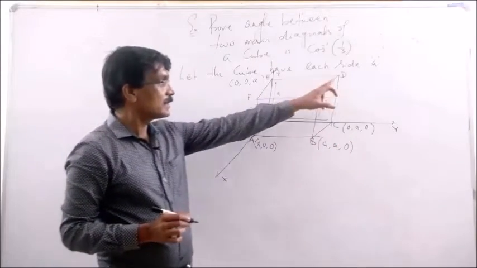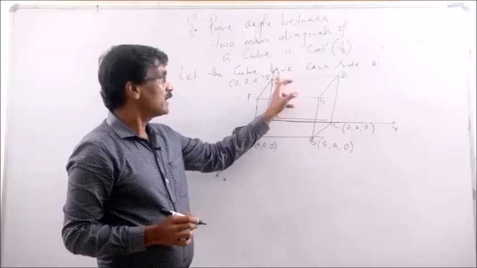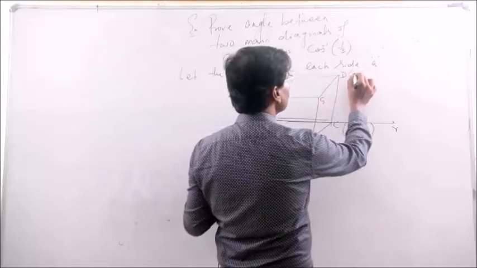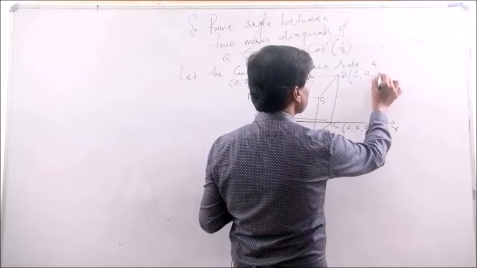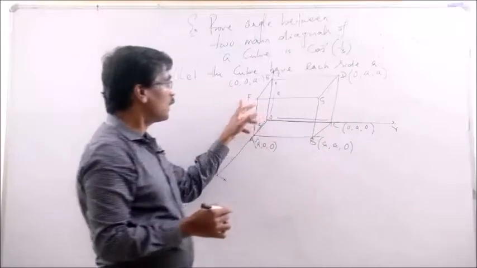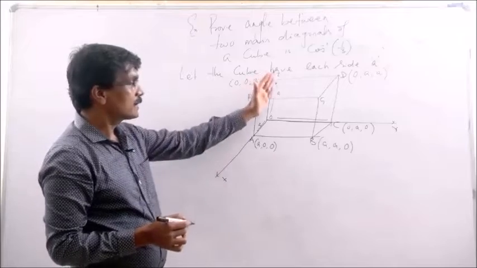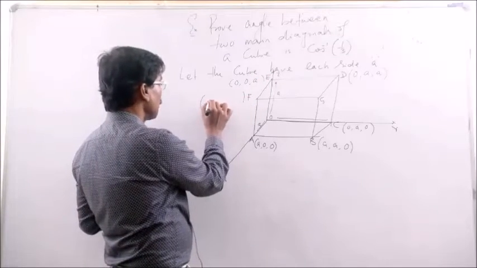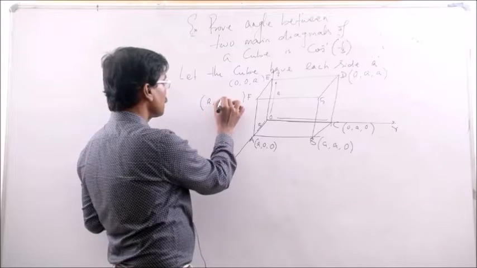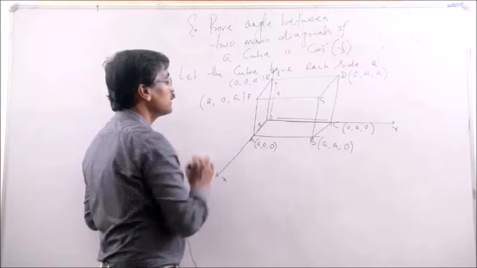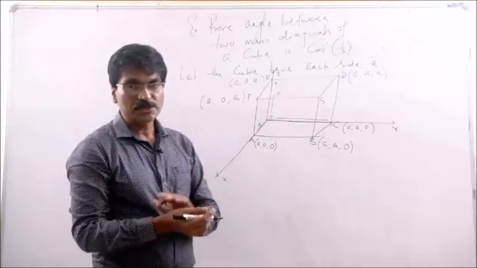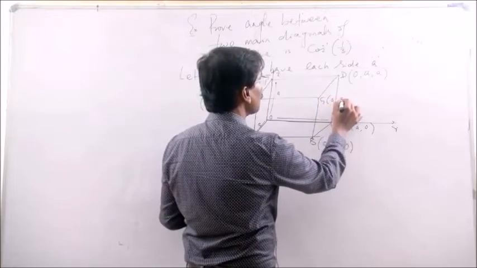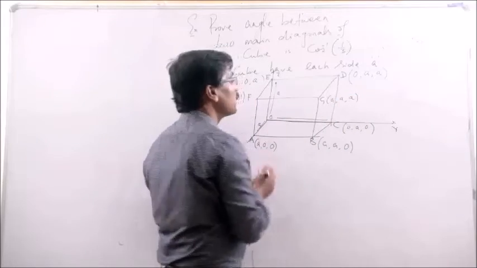Next, D is on yz plane. So, its x coordinate is 0. So, it is (0, a, a), and F is on xz plane. So, its x and z coordinates are a and y coordinate is 0, and G is in space. So, G having coordinate (a, a, a).